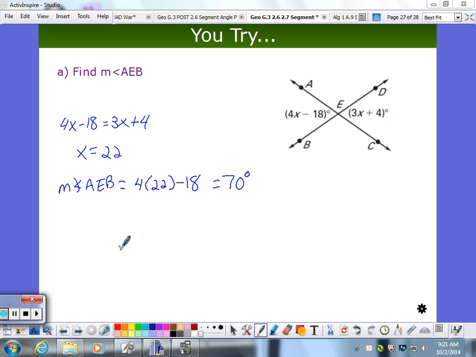How are we doing with this try? Because they are vertical angles, did we set them equal? Did we solve the equation? Do we remember to plug it back in? Did we just stop here? We went back and said, oh wait, they didn't ask for x. We said find the measure of AEB. AEB is 4x minus 18. By substitution, I'm putting in that 22, and I did that computation. Did you get 70 as well? Yeah? I got 70 degrees. You're correct, 70 degrees.